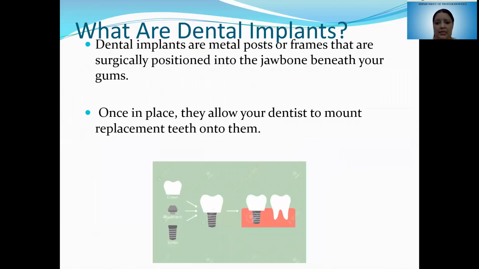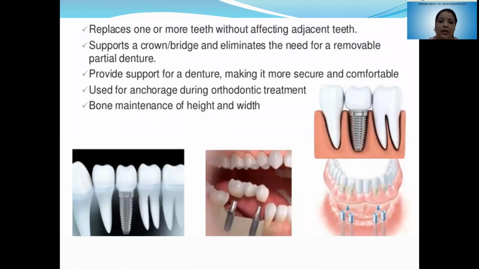What are dental implants? They are metal posts or frames which are surgically positioned into the jawbone beneath the gums, and once in place, they allow us to mount replacement teeth onto them. Implants can replace one or more teeth without affecting the adjacent teeth. They can support crowns or bridges and eliminate the need for removable prosthesis. They can support even complete dentures, making the dentures more secure and more comfortable and easy to use for the patient. They can provide anchorage during orthodontic tooth movement, and they maintain the height and the width of the alveolar bone.